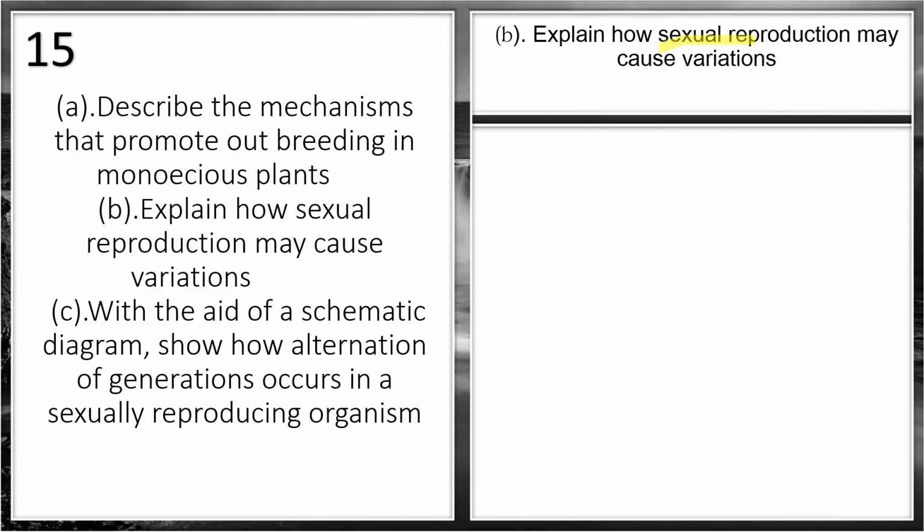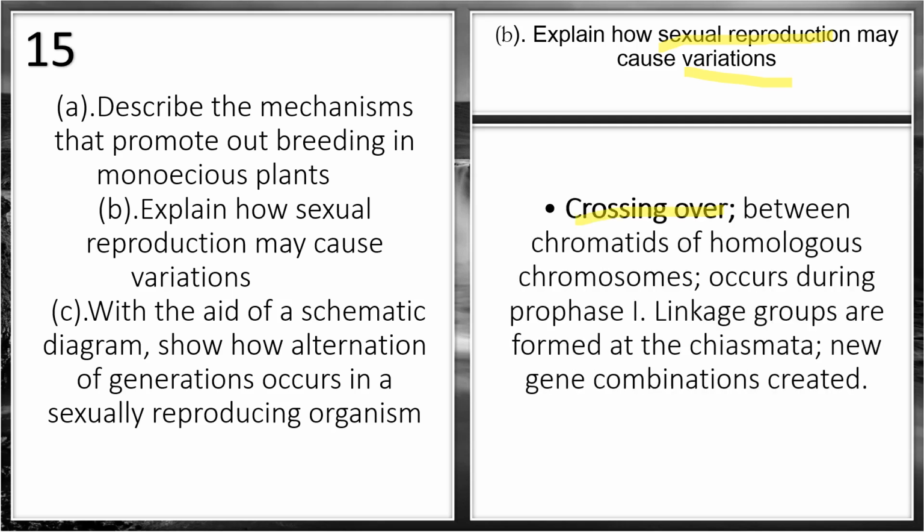Explain how sexual reproduction may cause variation. Crossing over. This is between chromatids of homologous chromosomes occurring during prophase 1. Linkage groups are formed at the chiasmata. New gene combinations are created.